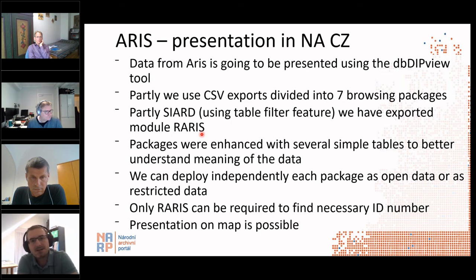And the strong side of our solution is that we can deploy each package independently, as open or even as restricted data. The weakness maybe is that only RARIS can be required to find the necessary ID number, but it may not be a weakness because these IDs are quite well known. And if a reader wants to get a report from an exact institution, then there is a high chance he already knows this ID.